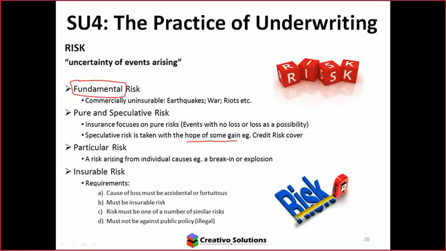Would a motor car accident be a particular risk? Yes, it would, because there's a specific cause. Someone was driving recklessly and caused an accident. So a motor vehicle accident would be a particular risk. It wouldn't be fundamental, because a motor car accident doesn't affect everyone. It's not pure in terms of no loss or loss, because that's not the only probability. And then speculative, looking at the hope for some gain, there's no gain there either. So the focus is more on the cause, the reason why it arose, which is a particular risk. Those three are key.